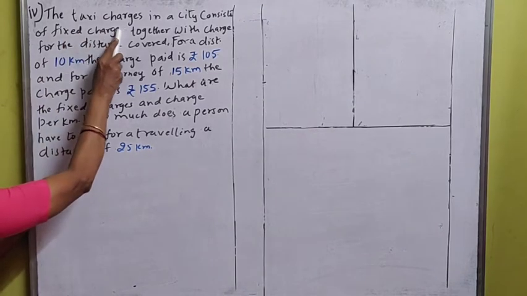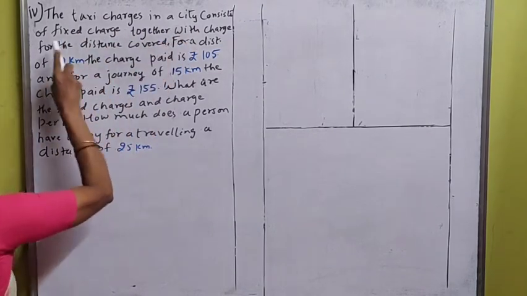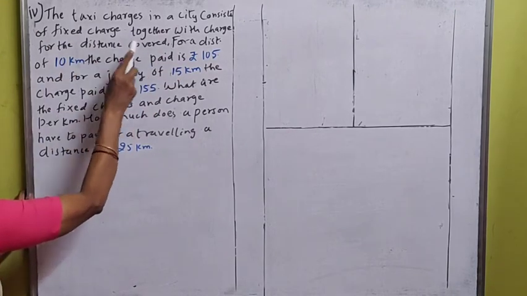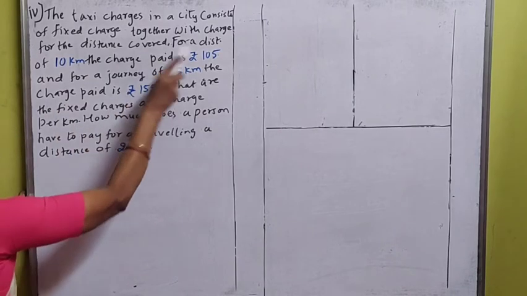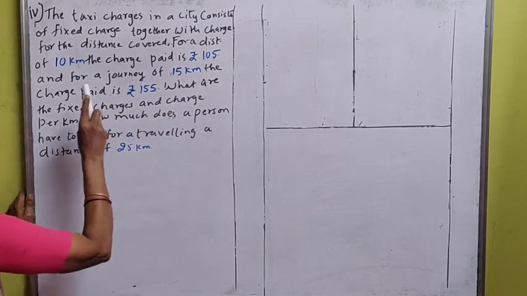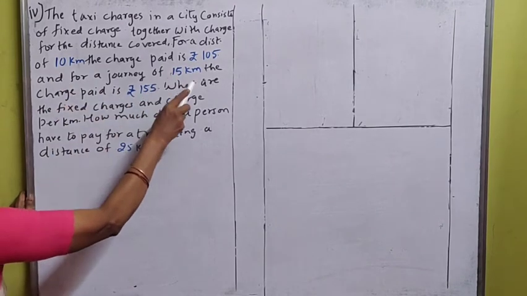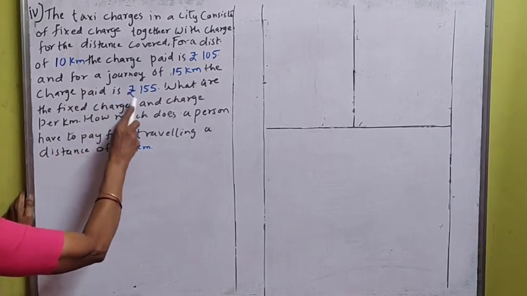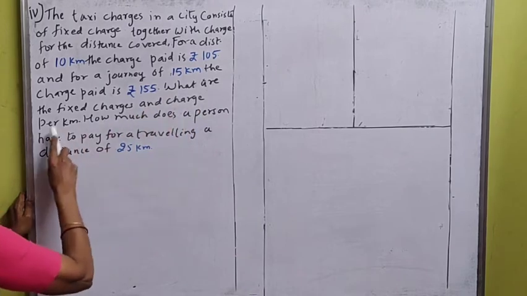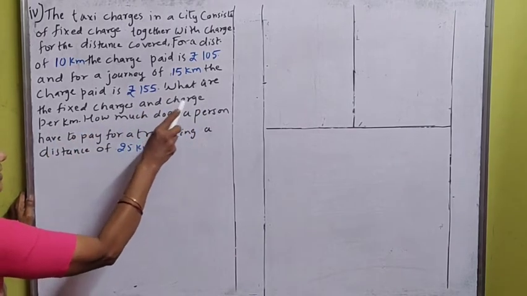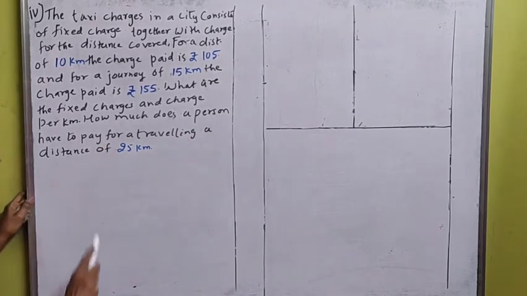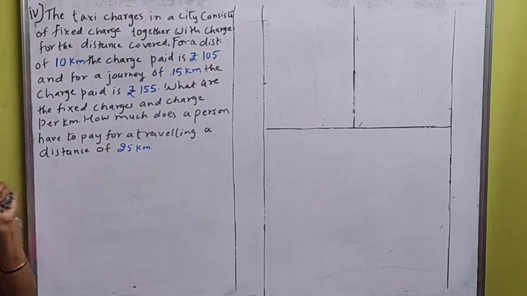The taxi charges in a city consist of a fixed charge together with a charge for the distance covered. For a distance of 10 km, the charge paid is rupees 105. And for a journey of 15 km, the charge paid is rupees 155. What are the fixed charges and the charge per kilometer? How much does a person have to pay for traveling a distance of 25 kilometer? What the sum says is very important.